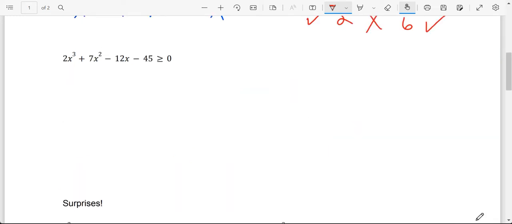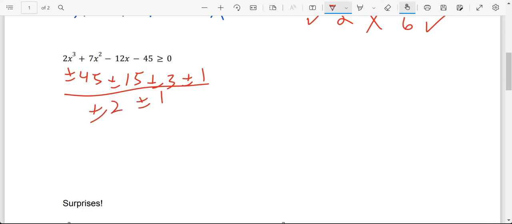For this one down here, we can't factor this one, sadly. So how are we going to solve this? By using our rational zeros test. So list all the factors: plus or minus 45, plus or minus 15, plus or minus 3, plus or minus 1, over plus or minus 2, plus or minus 1.